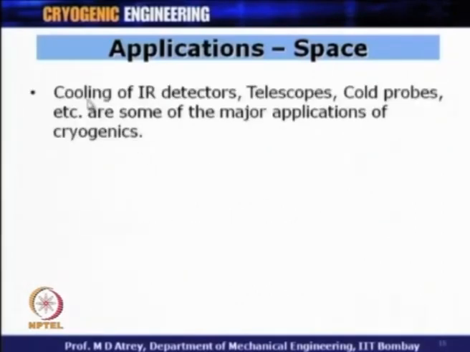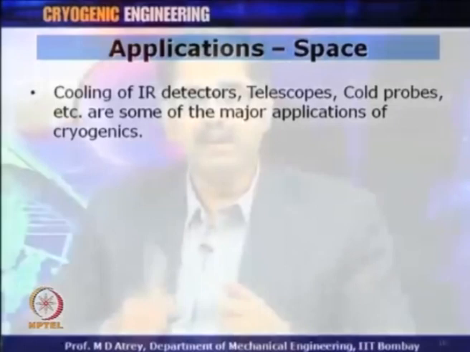The next is cooling of infrared detectors or telescopes or cold probes, which are some of the major applications of cryogenics. I have to use infrared detector in space because when I am taking night surveillance, when I am taking pictures, I got infrared detectors. Now, in order to get a good signal to noise ratio, that means in order to get a good image, I have to have the detector at very low temperature. In fact, the lower the temperature of this detector, the better the picture or the less the noise, and therefore, infrared detectors have to be kept cool at 80 Kelvin or less than that. As I said, lower the temperature, better it is.